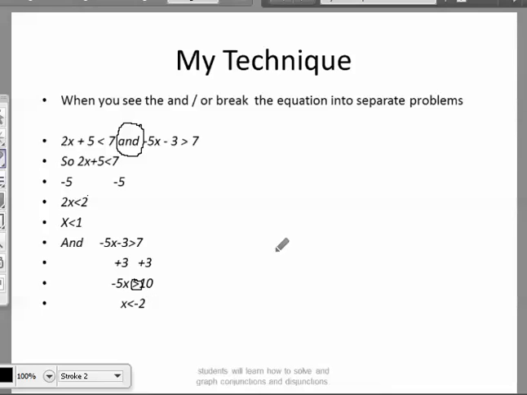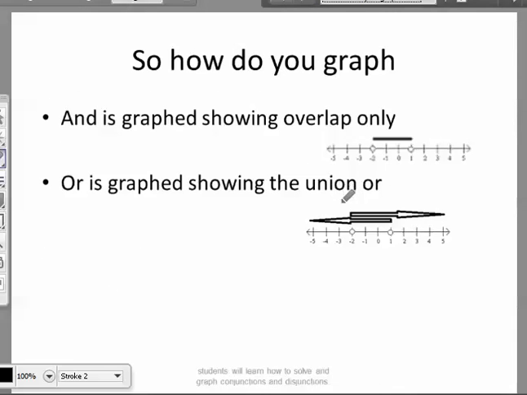Now, what do I have? I've got x is less than 1, and x is less than 2. That's the way you can write this, as two separate inequalities like that. Not a big trick, just a matter of getting it written down that way, okay?